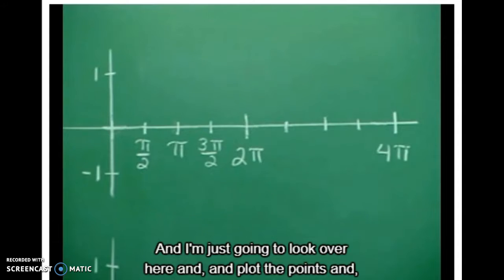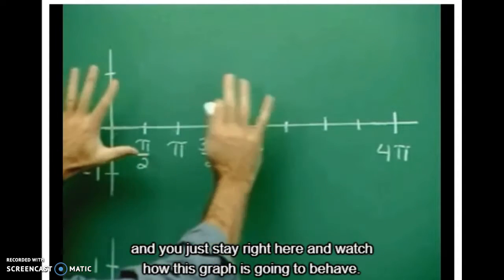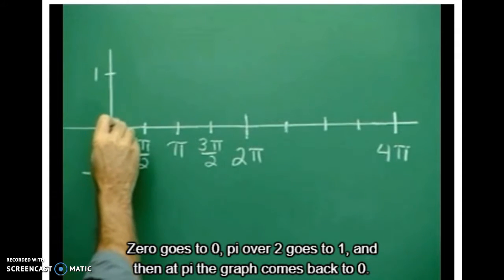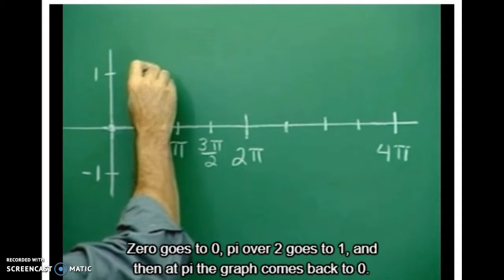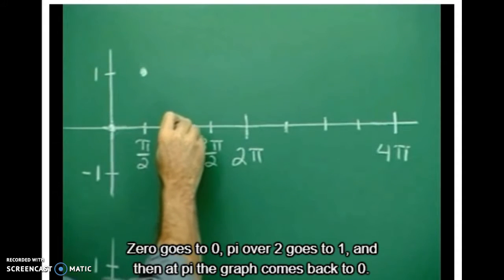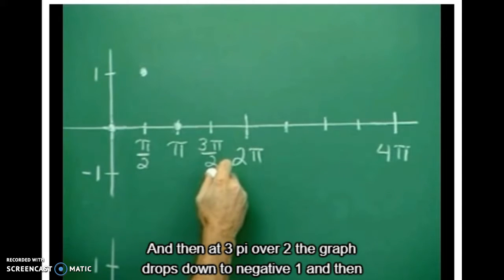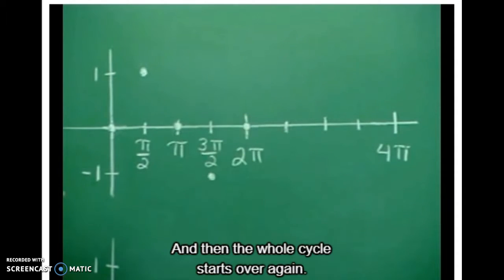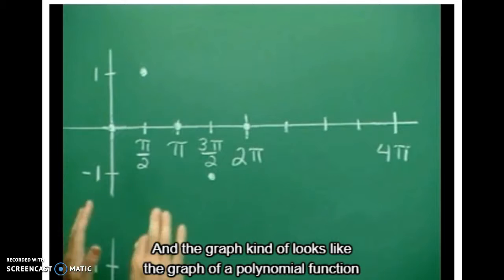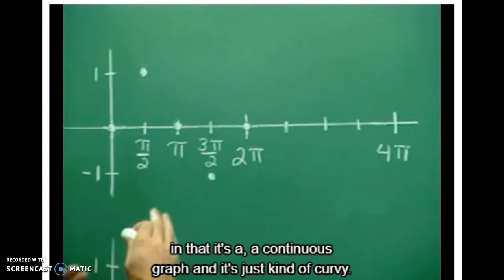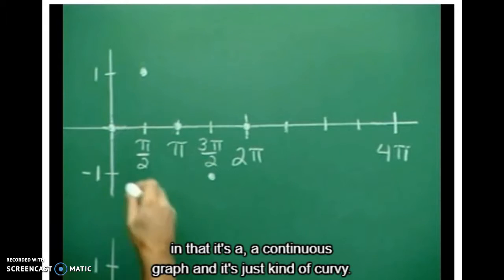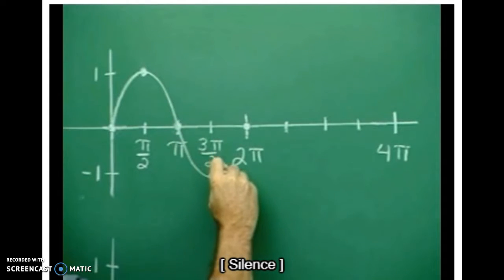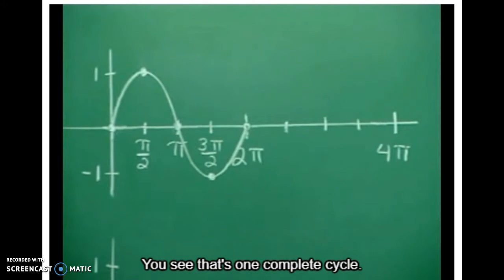Now let's plot points. I'm just going to look over here and plot the points, and you just stay right here and watch how this graph is going to behave. 0 goes to 0. Pi over 2 goes to 1. At pi, the graph comes back to 0. At 3 pi over 2, the graph drops down to -1. At 2 pi, it comes back up to 0, and then the whole cycle starts over again. The graph looks like the graph of a polynomial function in that it's a continuous graph and it's just curvy. It goes like this. You see, that's one complete cycle.